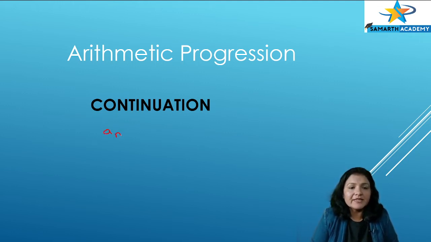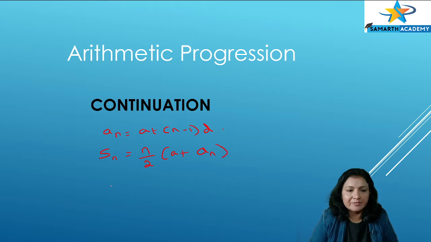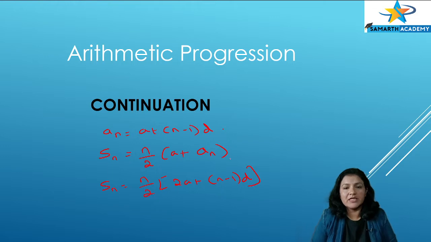The formula for nth term is an is equal to a plus n minus 1 into d, where a is the first term, n is the number of terms and d is the common difference. The sum of n terms is Sn equal to n by 2 into first term plus last term. If you don't know the last term, you can use the formula Sn is equal to n by 2 into 2a plus n minus 1 into d. So these are the formulas used in AP.